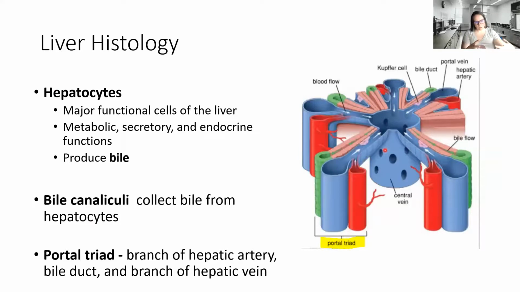Now, if we look at the liver under the microscope, it's obviously made of a ton of cells called hepatocytes. Hepato is the root word for liver. So hepatomegaly means an enlarged liver.